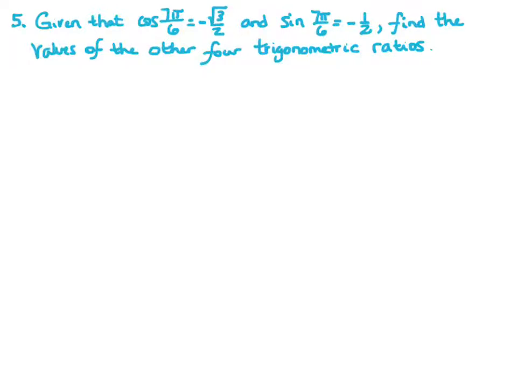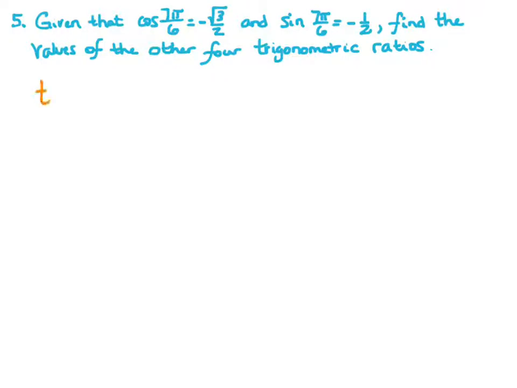In this video, we're going to look at questions number 5 and 7 of your test review. On question number 5, we're given that the cosine of 7 pi over 6 is negative square root of 3 over 2, and the sine of 7 pi over 6 is negative 1/2, and we're being asked to find the values of the other 4 trig ratios.